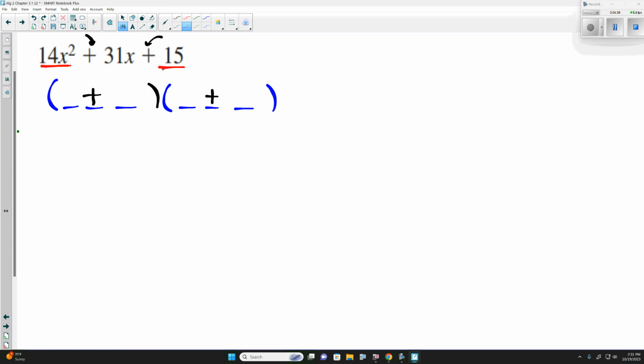Now we need the factors of the first and third term. Well, the first term would give us x and x, but we do need to find the factors of 14. Now this would be 1 and 14 or 2 and 7. And then we also need the factors of 15, which is 1 and 15 or 3 and 5.